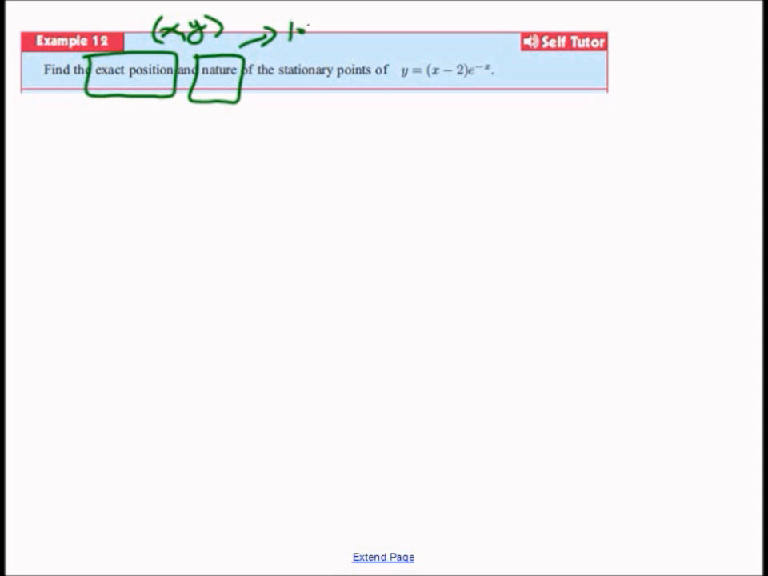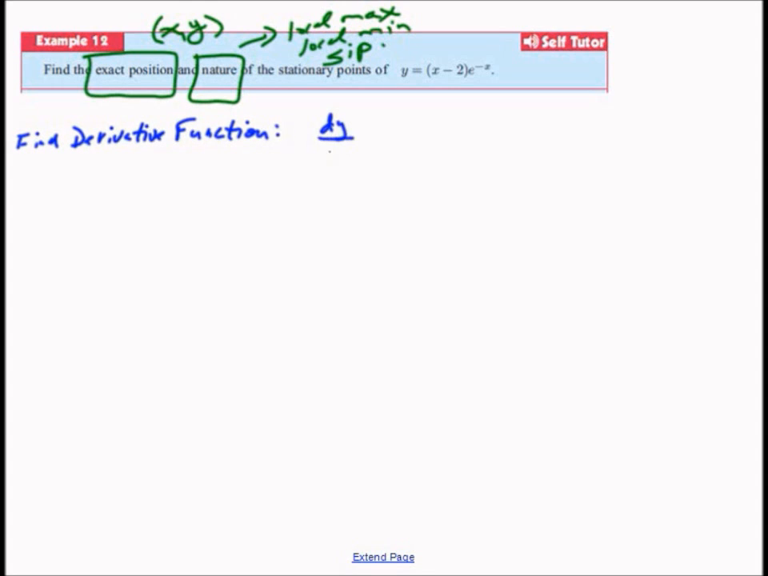Is it a local maximum, a local minimum, or a stationary inflection point? And I just made that up right now. Stationary inflection point, SIP. Okay. First thing we need to do, just like we did before, find the derivative function.